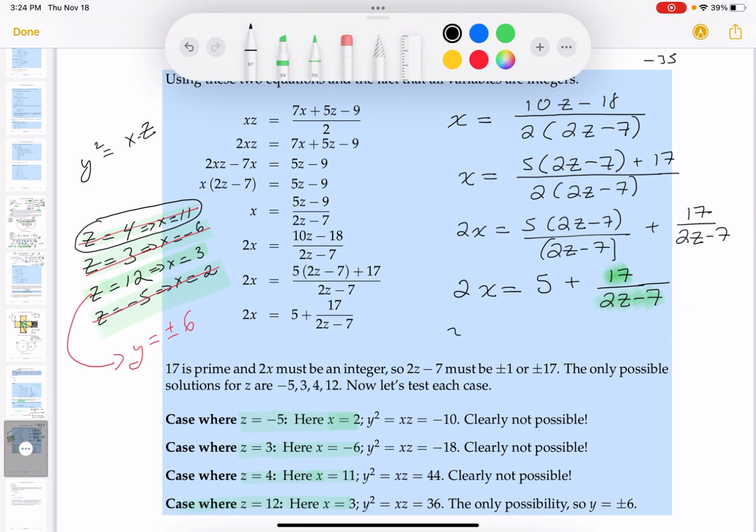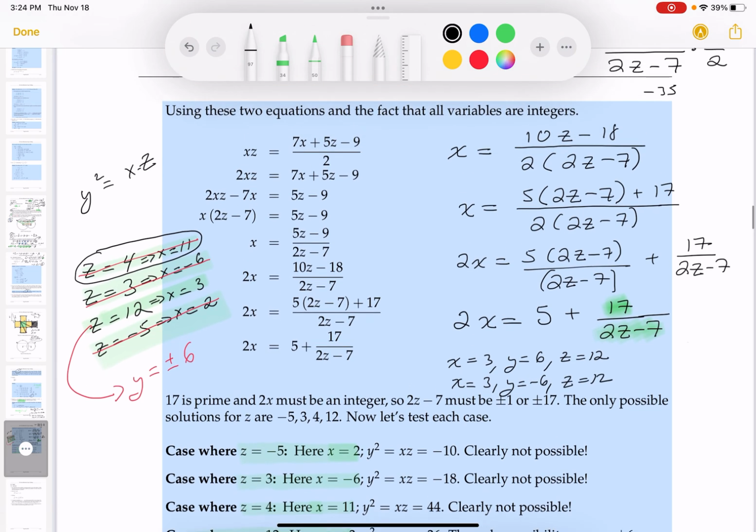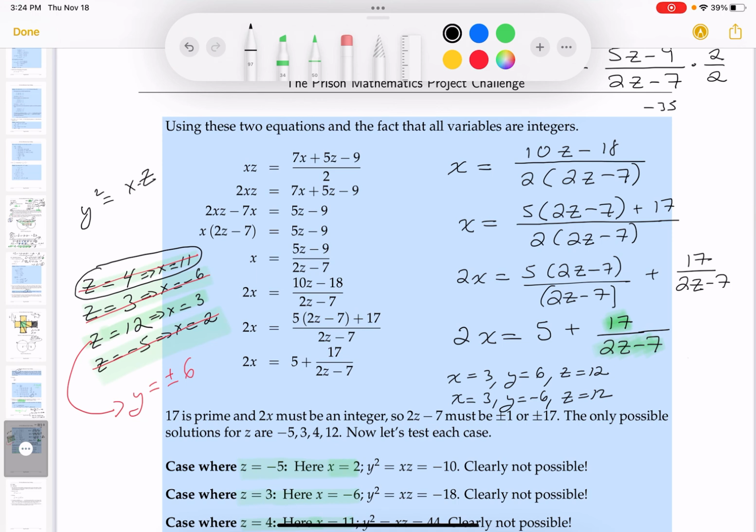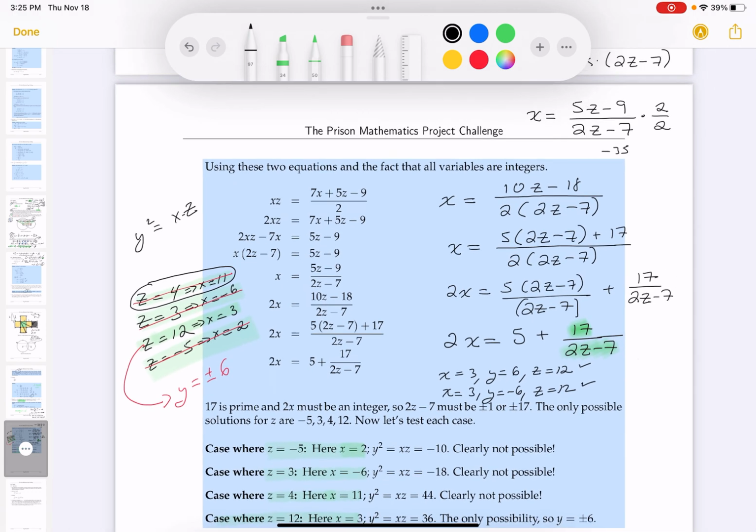Let's write this down. X equals 3, y equals 6, and z equals 12. Let's put the next one down. X equals 3, y equals minus 6, and z equals 12. Now, as far as it being geometric, I'm looking at it, and for the first one, it's a multiple of 2. For the second one, a multiple of minus 2. So it's definitely geometric. What I want to do is see if it fits the arithmetic.